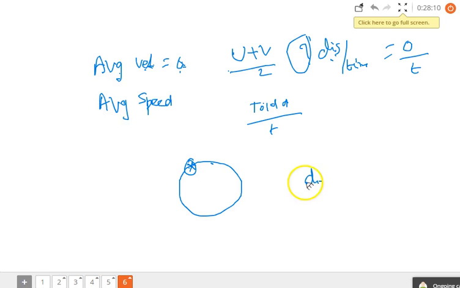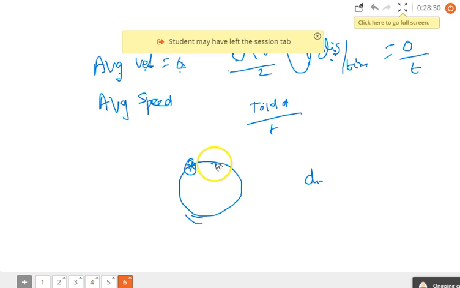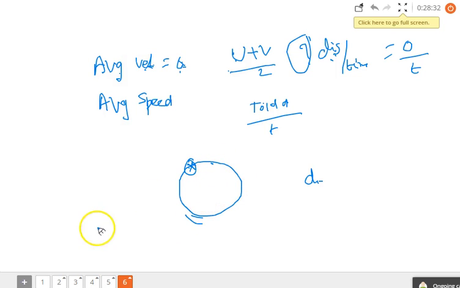So whenever the displacement is 0, average velocity also will be 0, right? So if an object travels in a circular path, there will be an average speed, but average velocity will be 0. You should mention the circular path is the answer.